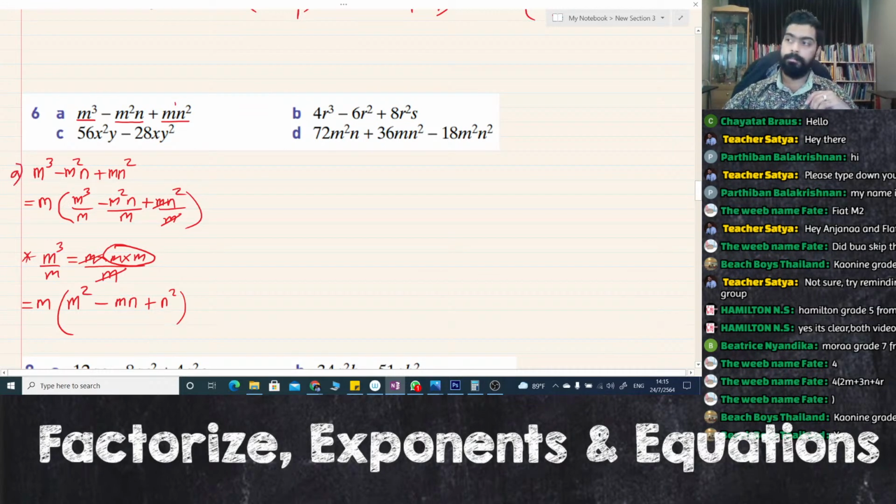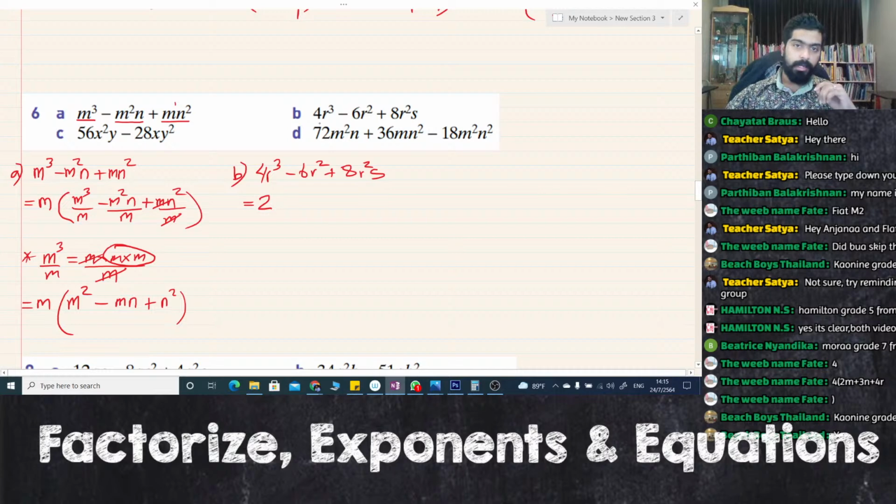This is question A. Now let us go to question B. If you take a look at question B, we have 4r cubed minus 6r square plus 8r square s. All right. So here, guys, we have numbers, we have variables, right? But don't panic. We use the exact same steps. Step number 1, we are going to find the greatest common factor of 4, 6 and 8. The greatest common factor of 4, 6 and 8 will give us 2, right, guys? So we are going to put this 2 in front of the bracket.